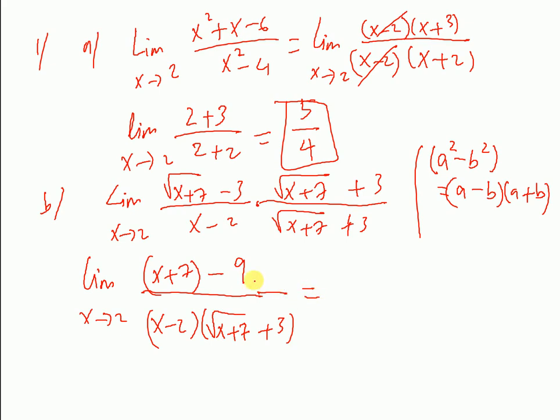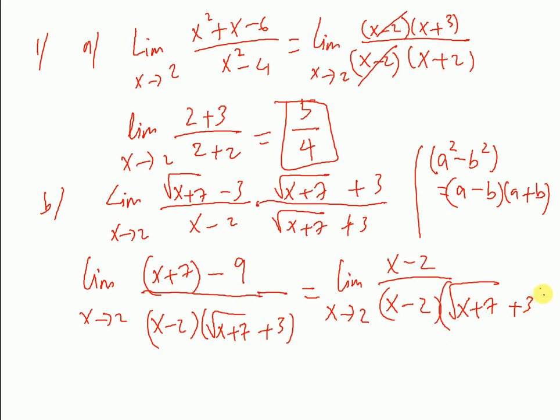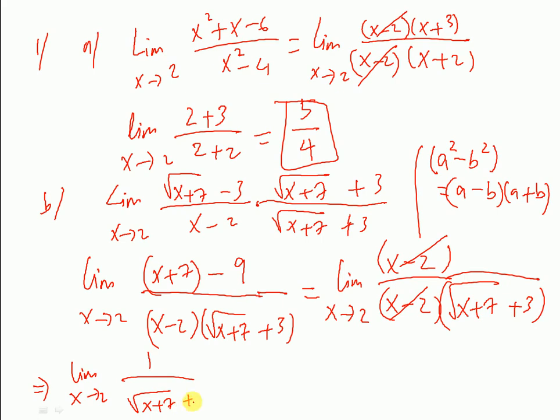Now if you simplify it, you're going to get x plus 7 minus 9, which is x minus 2, and the bottom we rewrite as the square root of x plus 7 plus 3. Now x minus 2 can cancel, right? That's what we want. And we have 1 over the square root of x plus 7 plus 3. Now you can plug in 2, because we don't have to divide by 0 anymore. So 2 plus 7 is 9, the square root of 9 gives you 3, and 3 plus 3 is 6.